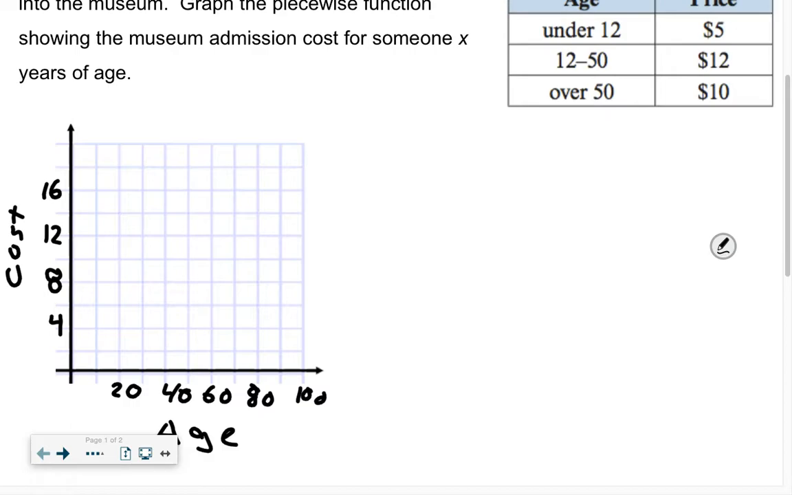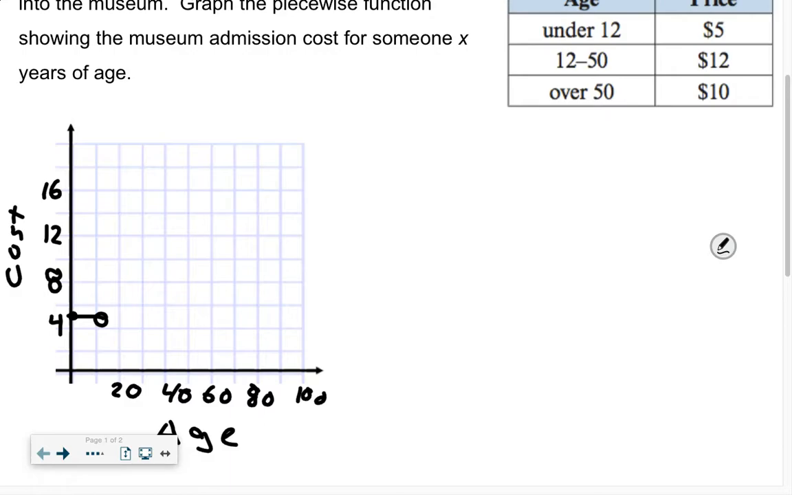And now we need to go ahead and graph this thing. Now it says for any child under 12 years of age, we only have to pay $5. So whether we're here at 0 or we're going all the way to 12, it's strictly 5. So from there over to 12, it's going to be 5. Now I should have made that a little bit more obvious, but is that going to be an open or a closed circle there? Open because it's under 12.